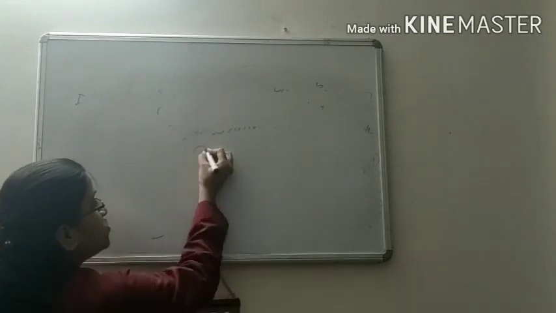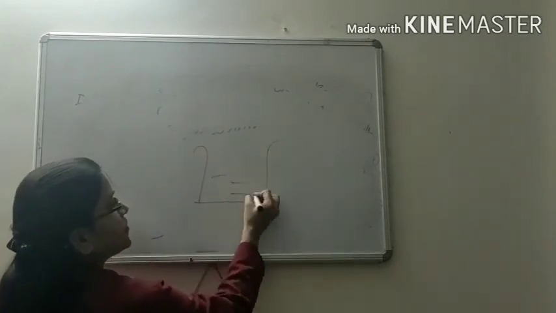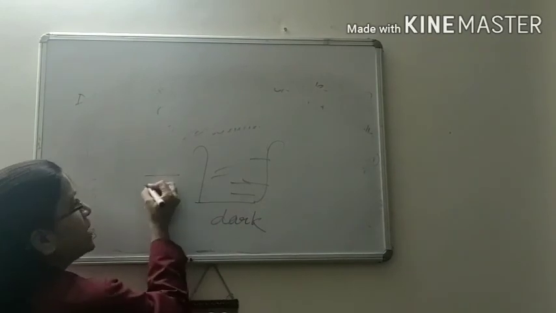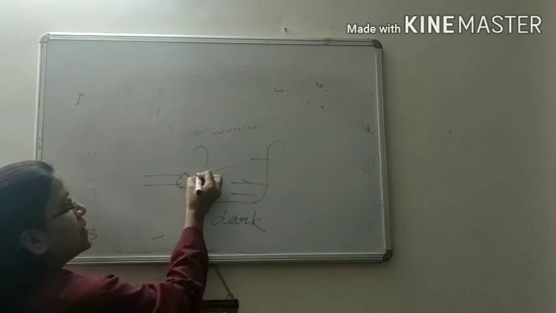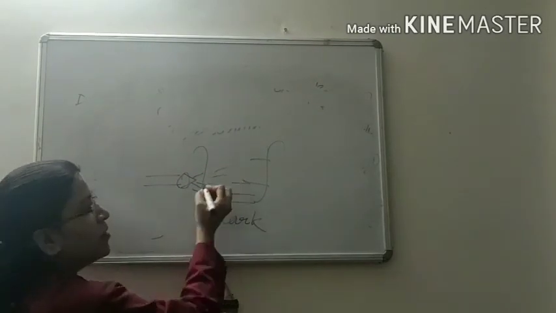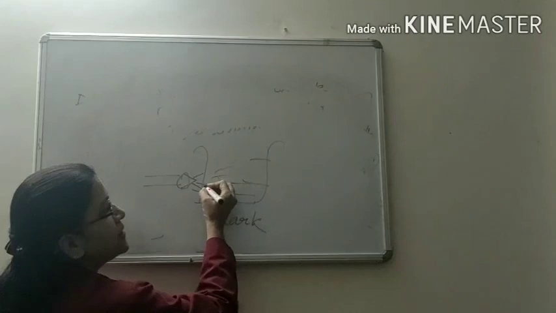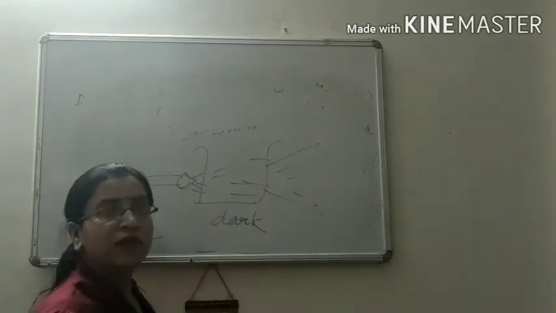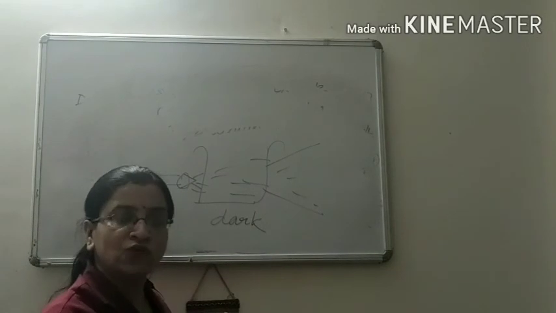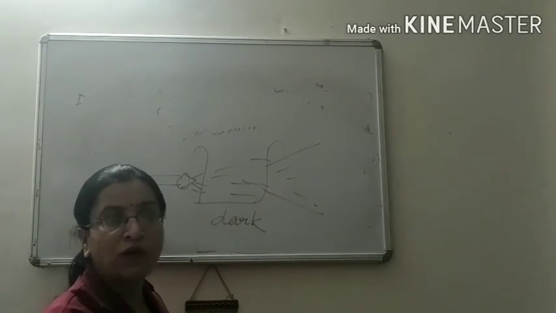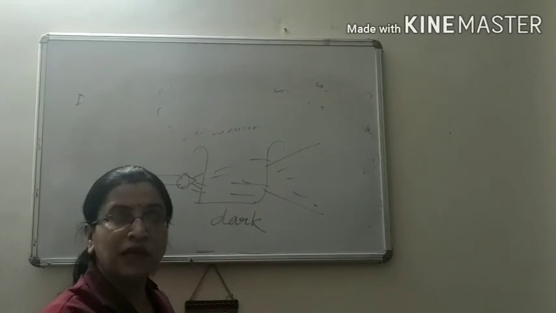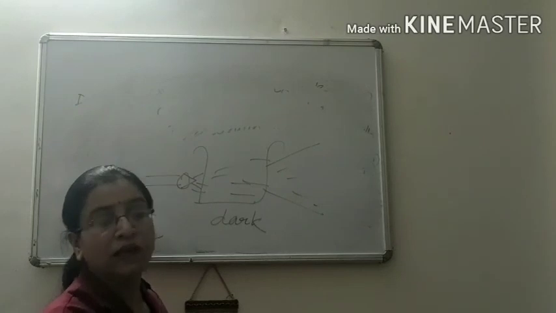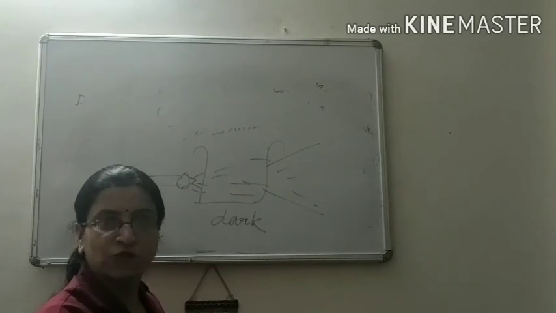Suppose you have a colloidal solution placed in the dark and you pass light on it. What we notice is that this light is scattered. This scattering of light when passed through a colloidal solution is called Tyndall effect. This Tyndall effect is not shown by a true solution, but it can be shown by colloidal solution and suspension.